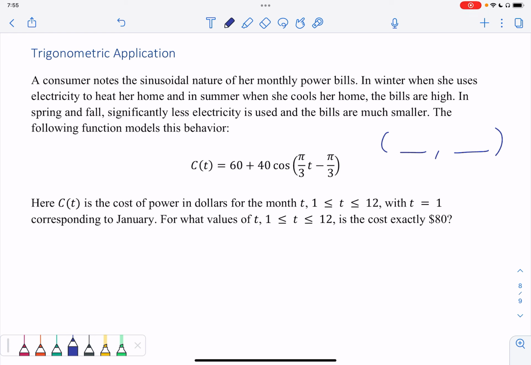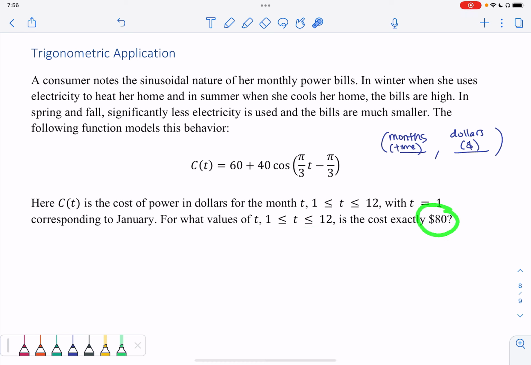The input units are just time, and this is time in months. And then the output is just dollars, right? So, just dollars. Great. So this is saying, for what values of t is the cost exactly $80?